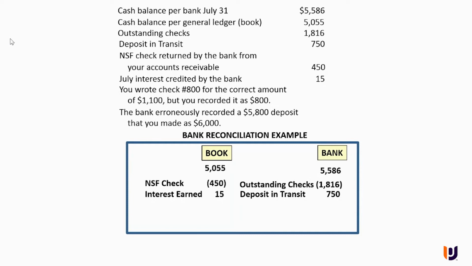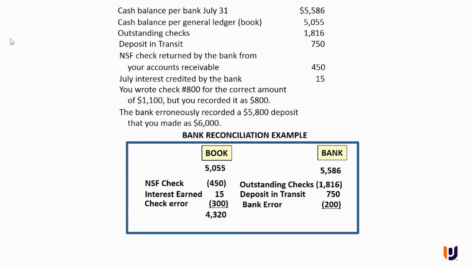You wrote a check for $1,100, but recorded it as $800. It should have been $1,100, so you've got to subtract $300 more from your book balance. The bank gave you a deposit they recorded of $6,000 when it should have been $5,800. They made an error and gave you $200 extra. In the reconcilement, you show that as a minus number from the bank balance.